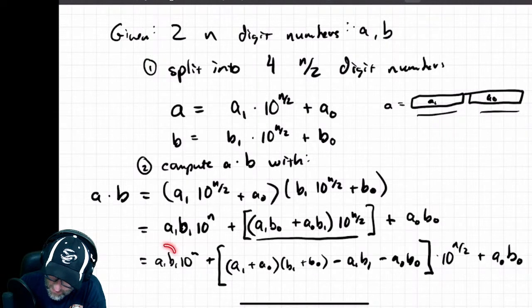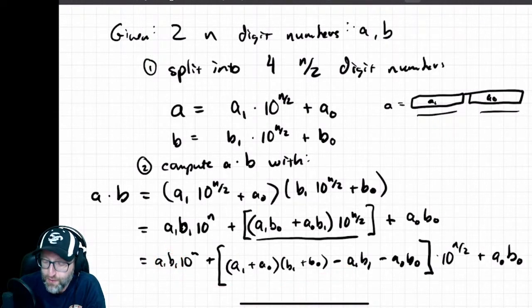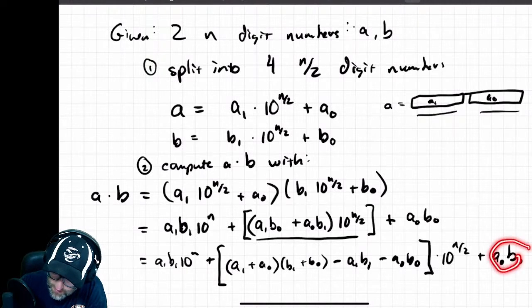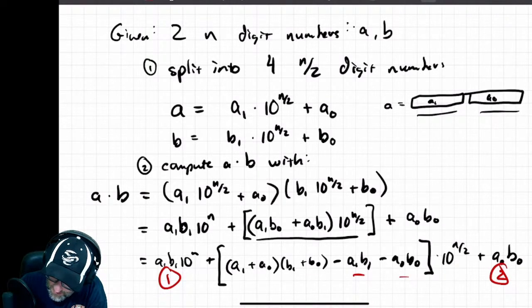Observing here that A1 B1, that's one multiplication that can then be reused. A naught B naught is another multiplication that can then be reused. So we really only have 1, 2 multiplications. So these are being reused, and then 3 multiplications here.